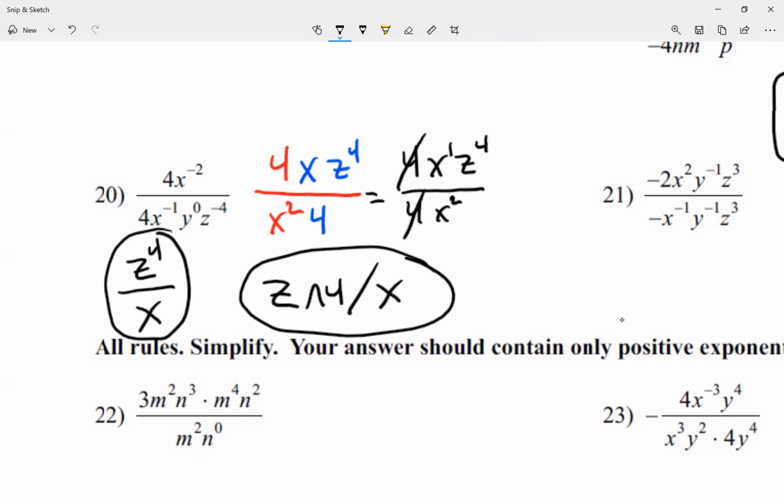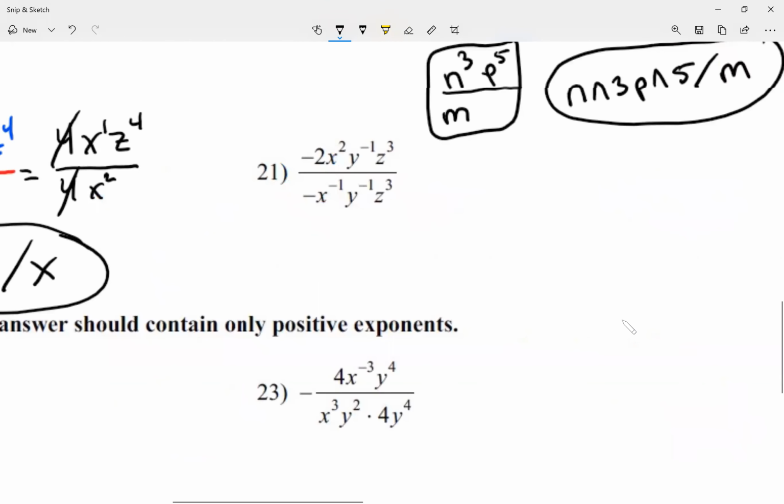Remember, anything before the backslash goes on top. Anything after the backslash is what goes on the bottom. If there's a negative sign anywhere, because sometimes we're going to have negative signs, but we only have one negative sign, bring it to the front. It doesn't matter if it comes from the bottom or the top. All right, let's take a look at number 21.